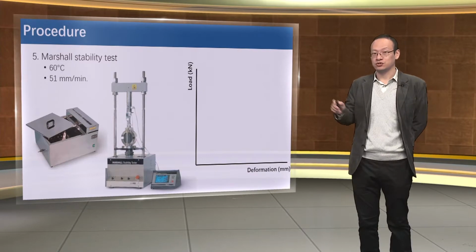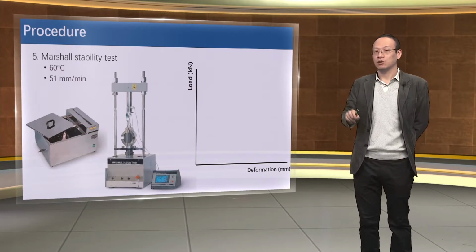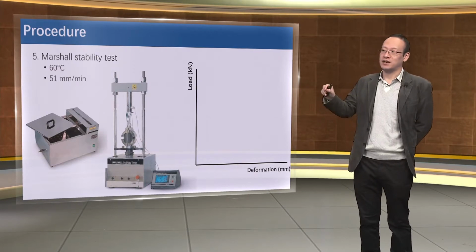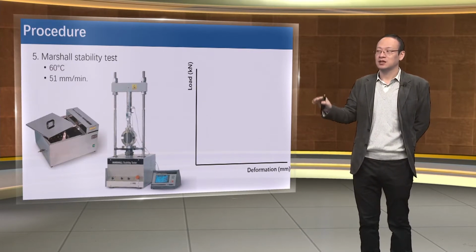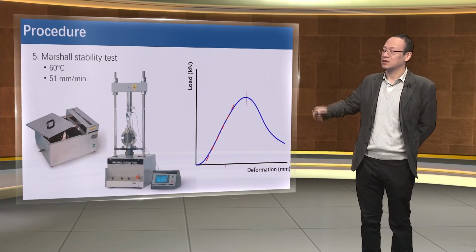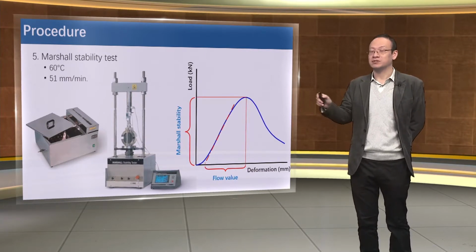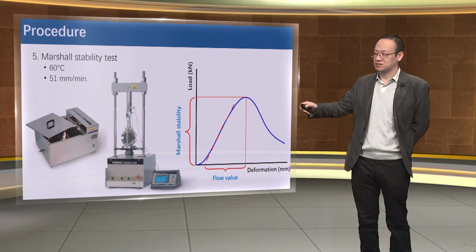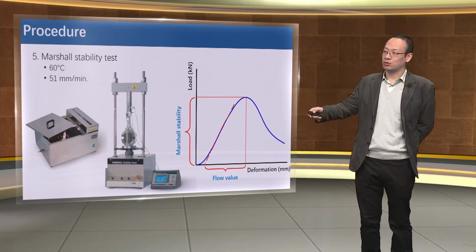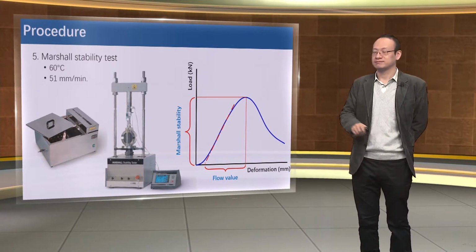Step 5 is to do the Marshall stability test. We firstly put the specimen in the hot water bath at 60 centigrade for at least 2 hours. Then we apply a lateral force on the side of the specimen. The loading rate is 51 millimeters per minute. And from this test, we can obtain a load deformation curve like this. The Marshall stability is the maximum load the sample can bear, and the flow value is the corresponding deformation.